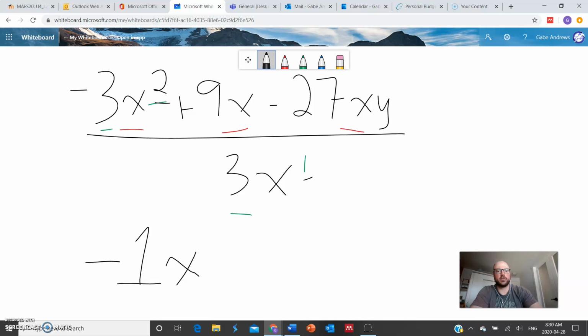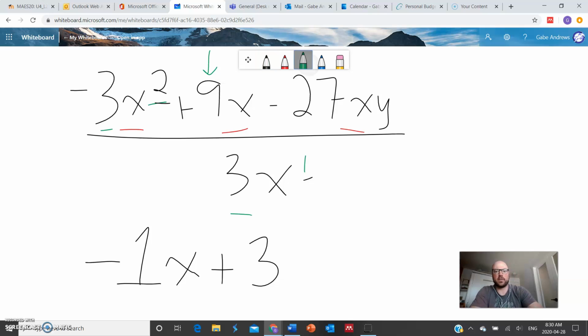Next, we'd move on to the next term, 9x divided by 3x. So 9 divided by 3 is 3, so this becomes plus 3. x divided by x, they both have an exponent of 1. 1 minus 1 is 0, so there is no more x there.